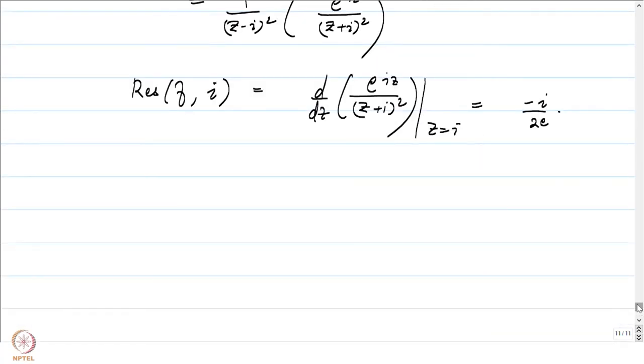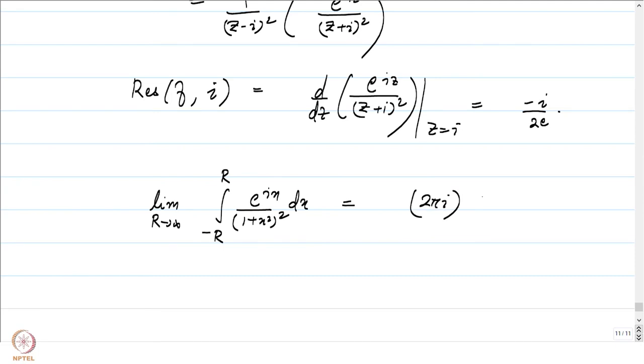Now the limit as r goes to infinity of the integral from minus r to r. So, that is going to be what we are interested in, i x by (1 plus x square) the whole square dx. This is what it is. This is going to be equal to 1 by 2 pi i, 2 pi i times minus i by 2e, and we get that this is equal to pi by e.